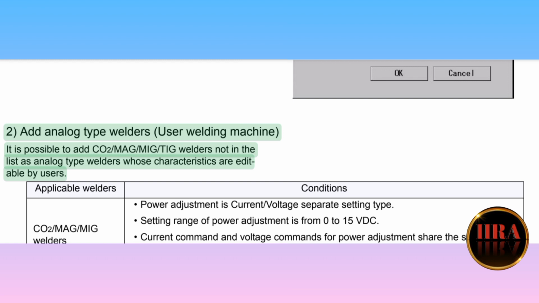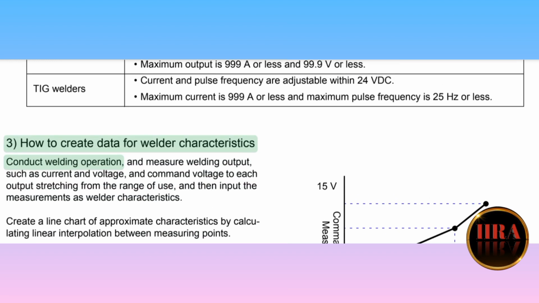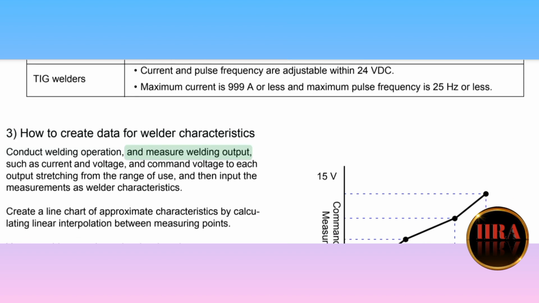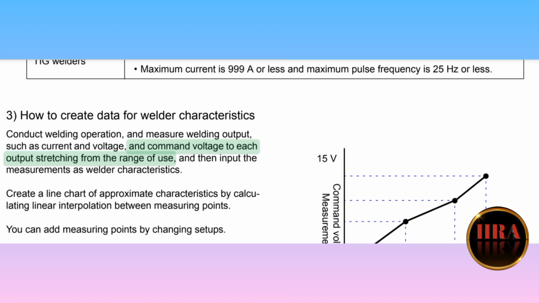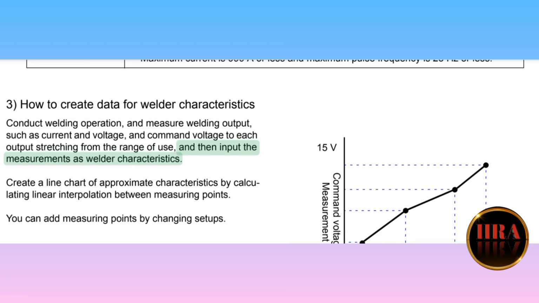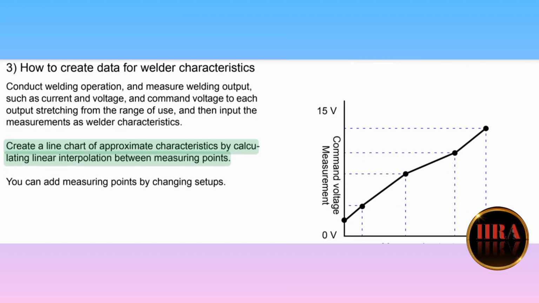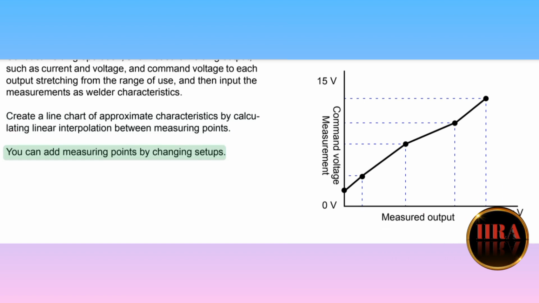2. Add analog type welders, user welding machine. It is possible to add CO2, MAG, MIG, TIG welders not in the list as analog type welders whose characteristics are editable by users. 3. How to create data for welder characteristics. Conduct welding operation, and measure welding output, such as current and voltage, and command voltage to each output stretching from the range of use, and then input the measurements as welder characteristics. Create a line chart of approximate characteristics by calculating linear interpolation between measuring points. You can add measuring points by changing setups.